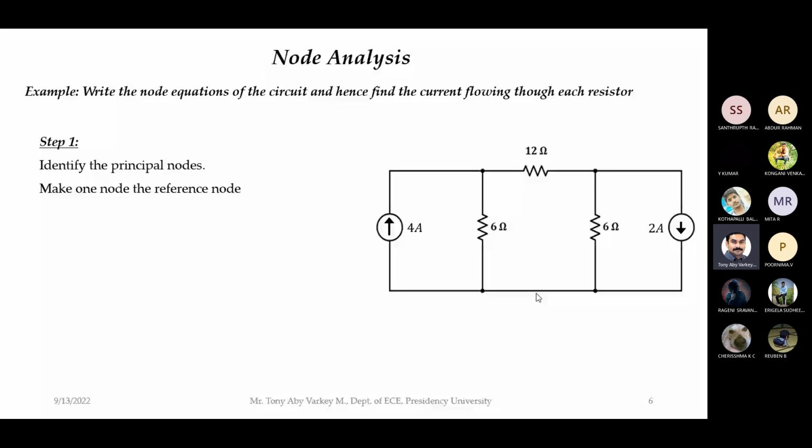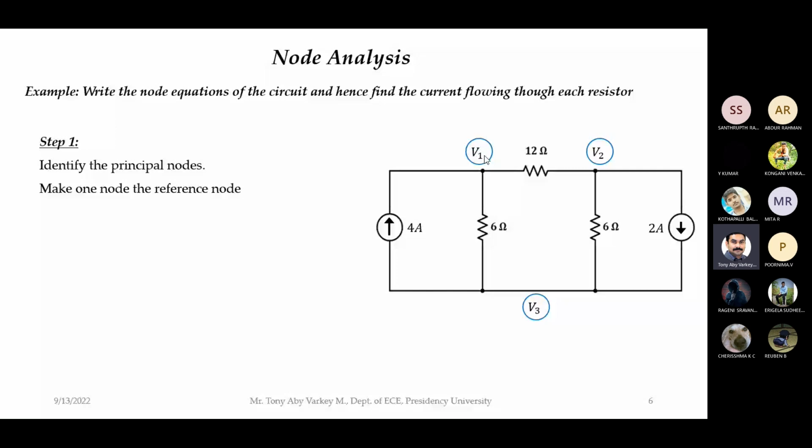So these are the nodes. So this is one node. I will be marking it with voltage V1. Then the second node I am marking with V2. And the third node I am marking with V3. Clear? So there are three principal nodes. Is it clear? Any doubt in this? No, sir.